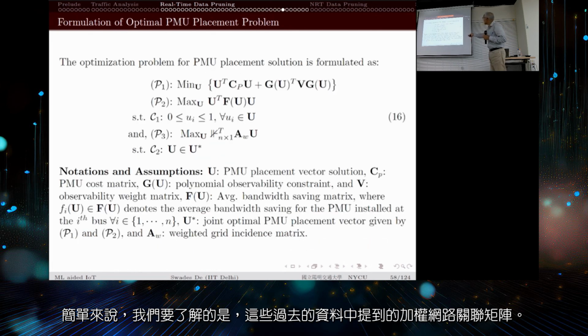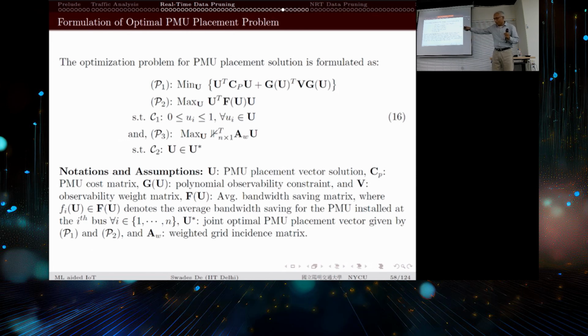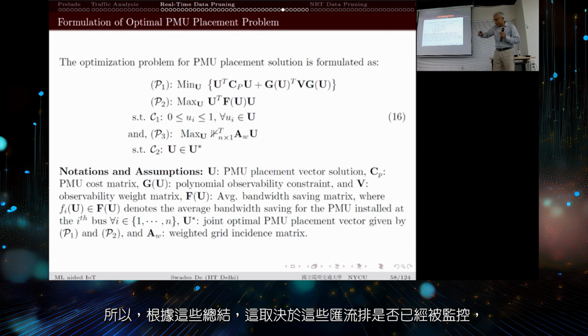I think I will skip through. So the bus information that I have is this weighted grid incidence matrix. At any particular point, the grid connectivity, like in a circuit, you can imagine that not all points are the same. So we have to figure out what are the points where I have to deploy the PMU, and if I deploy a PMU, why should I not deploy another PMU? Depending on whether this bus is being monitored, the next location may not be required, etc.